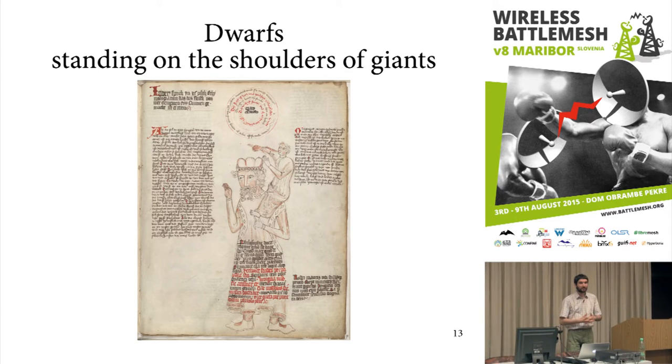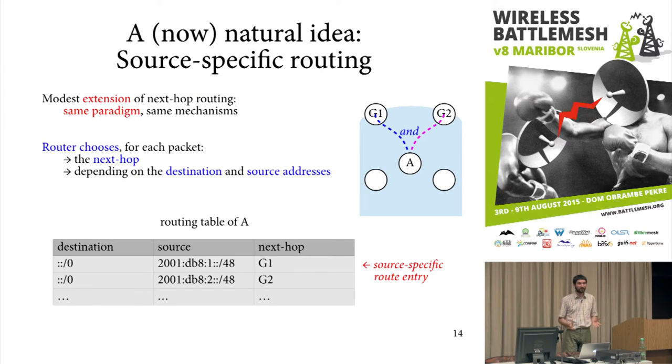But based on that, as we are standing on the shoulders of giants, it now becomes natural to use source-specific routing. So to extend the classical next hop routing by routing packets now both on destination and source. So a routing table will become a map between a pair of prefixes, destination and source, to a next hop.